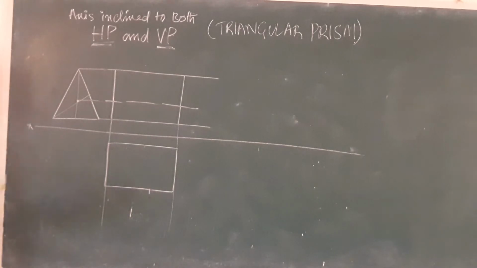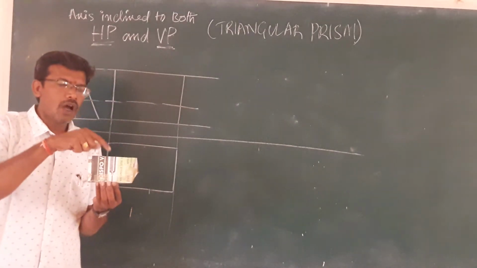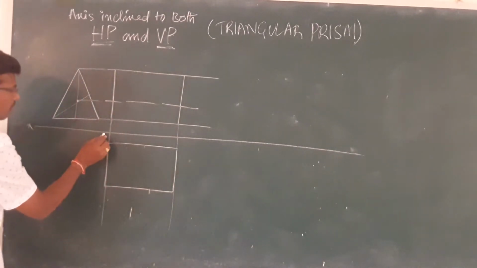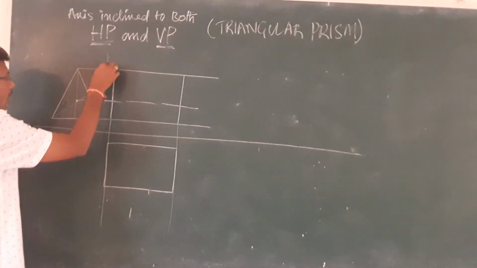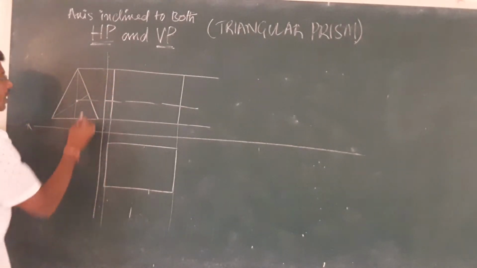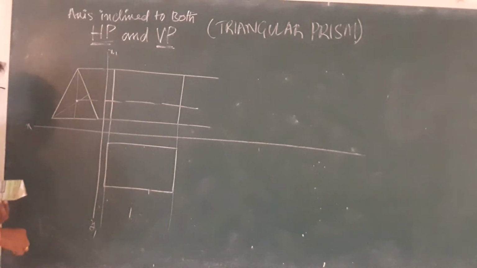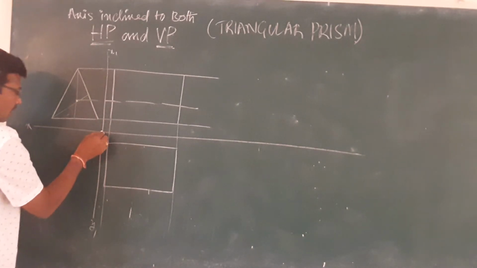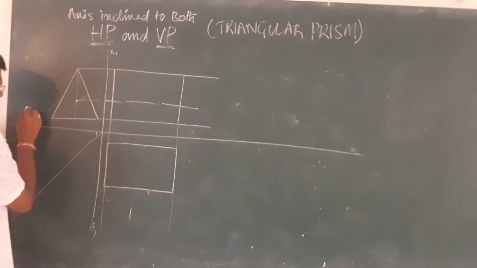And you know this face is also visible. How will you construct this face? From this particular point, you draw another parallel line. Let us take this as x1, y1, the reference axis. Then you project a 45 degrees line here.